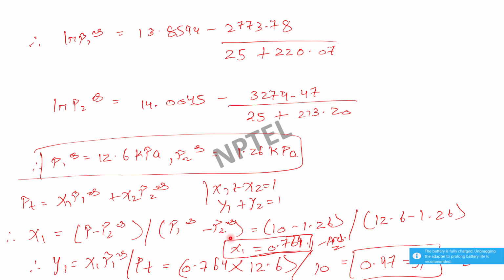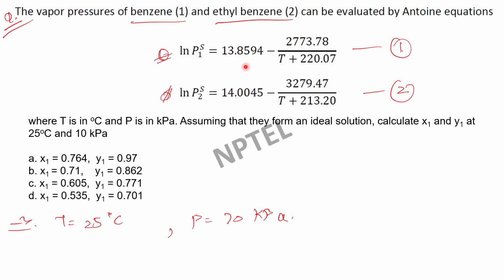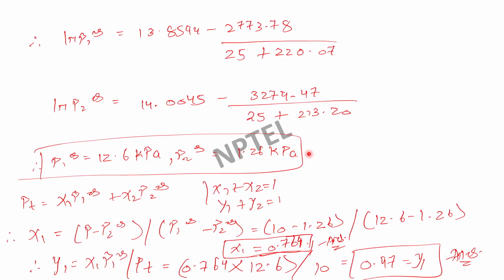So this question is similar to the previous one. The only thing is that we have not been given directly the saturation vapor pressures of components 1 and 2. Instead, they have given the Antoine equation. So what you have to do is put the temperature of 25 degrees Celsius here, find P1 sat and P2 sat, and all the rest remains the same. Find the total pressure, find the component mole fraction x1 in the liquid phase using the total pressure equation, and then use Raoult's law to find the mole fraction of component 1 in the vapor phase.